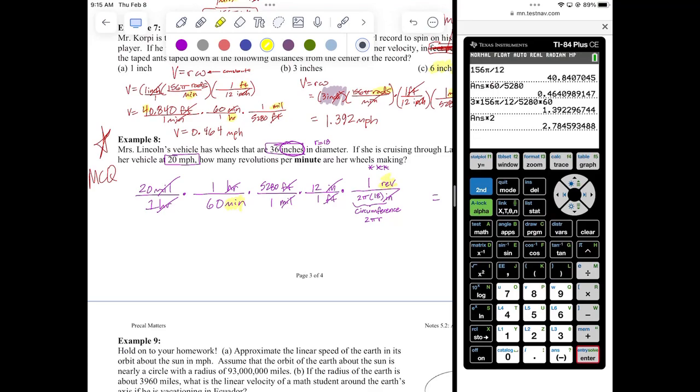I don't need to worry about all the ones, do I? Because anything times 1 or divided by 1 is itself. So here we go. We're going to do 20 divided by 60 times 5280 times 12.